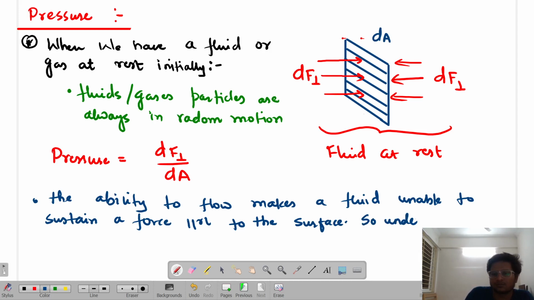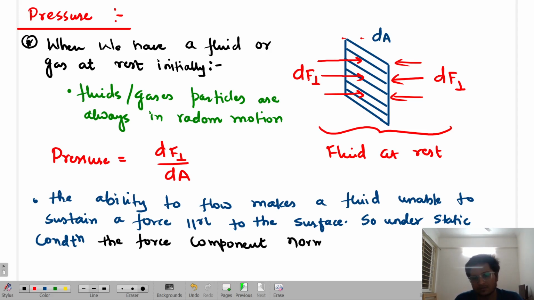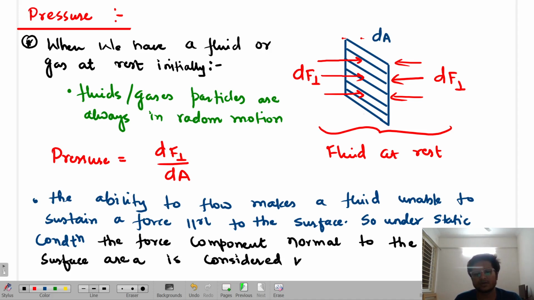Under static condition, what happens? The force component normal to the surface area is considered, which generates the flow.